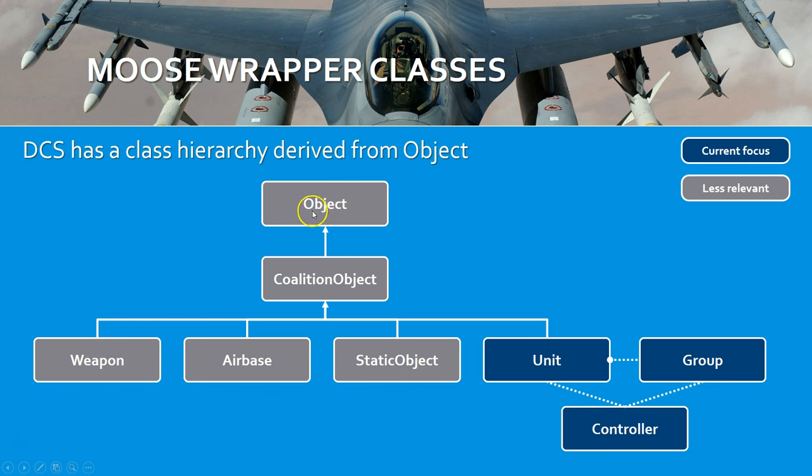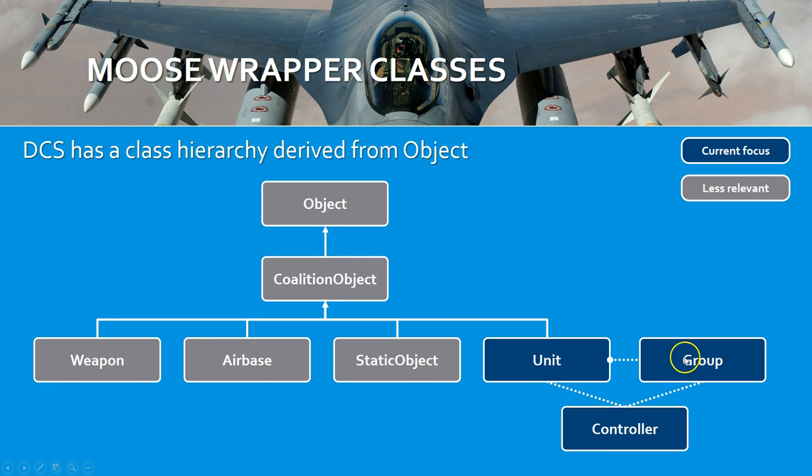But you'll find that everything is derived from Object. Then you got a coalition object, which even adds more APIs to it. And then you got all these classes here: a weapon, an airbase, static object, a unit, and a group, which basically provide their own rich API set to handle these specific objects. For this session, we are going to focus on unit and group.